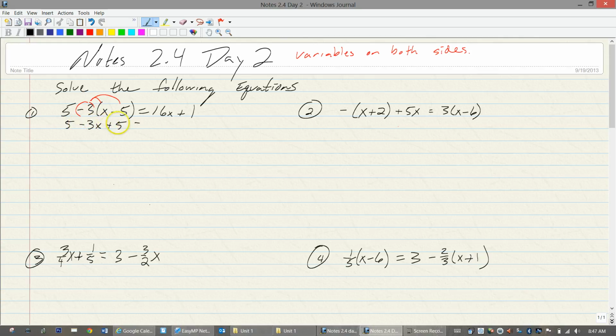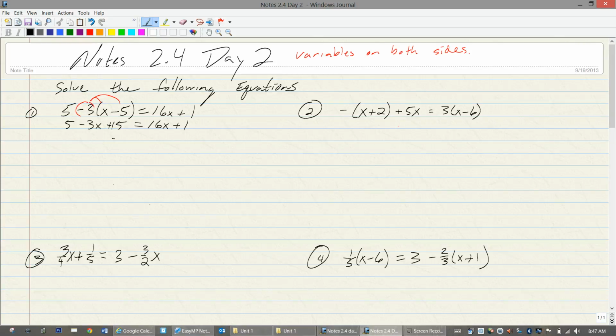Remember, first step was to get rid of fractions and decimals if we can. Second step is to distribute. Third step is to combine like terms. Fourth step is to get variables on one side. Okay? Did I forget to write the 1? Yeah, it should be 15. Very great.